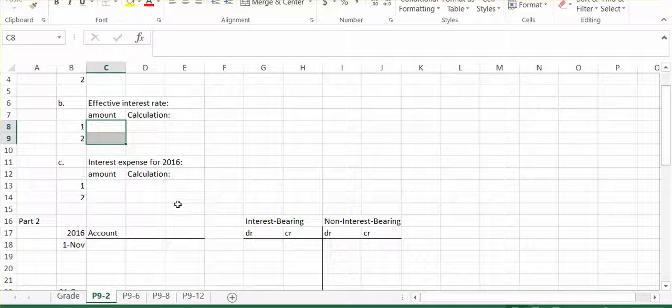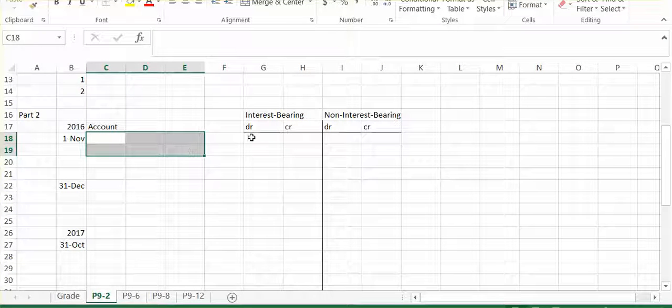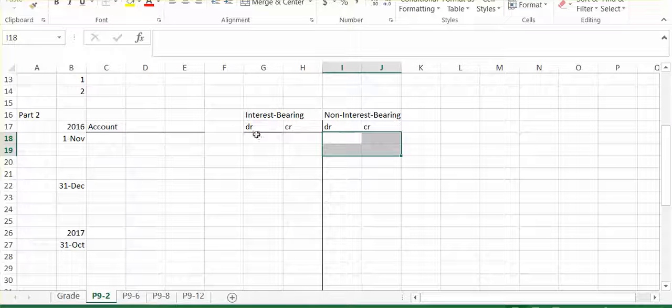I'm fine with you adjusting the templates if you think that they don't represent what you know. And then go ahead and do your journal entries. You put your accounts here, and then you do your debits and credits. Since they had interest bearing and non-interest bearing, you can use these to make your adjustments or your journal entries in one fell swoop instead of having to do 2 journal entries. Hopefully that makes it a little bit easier.